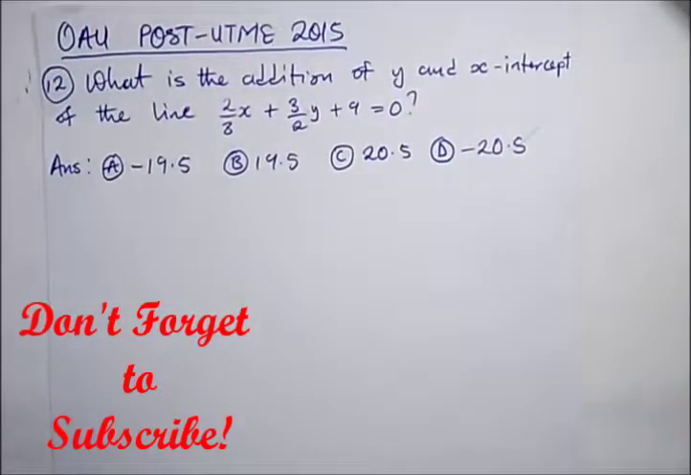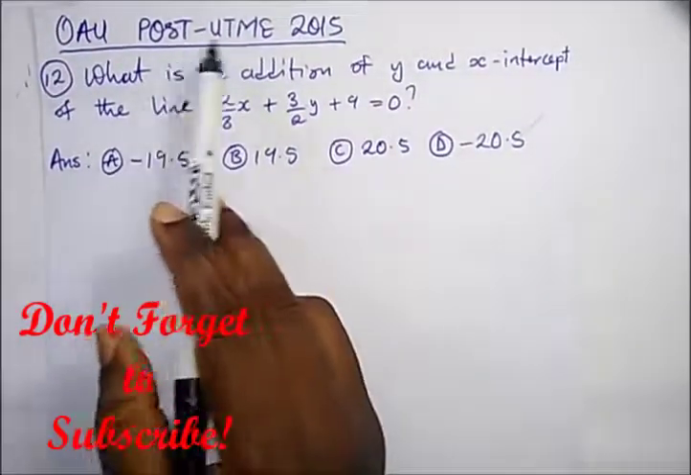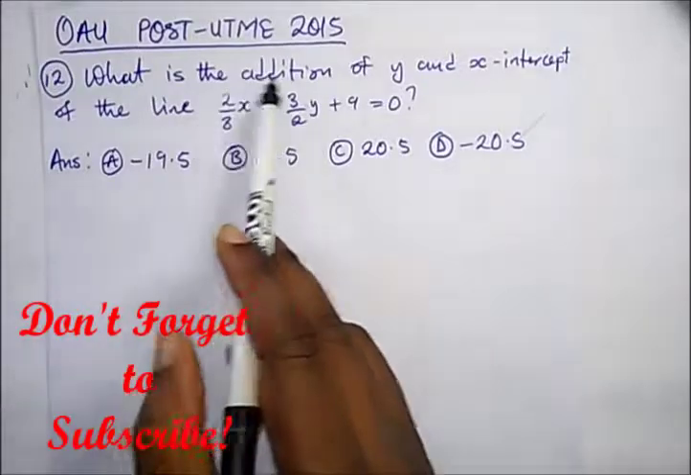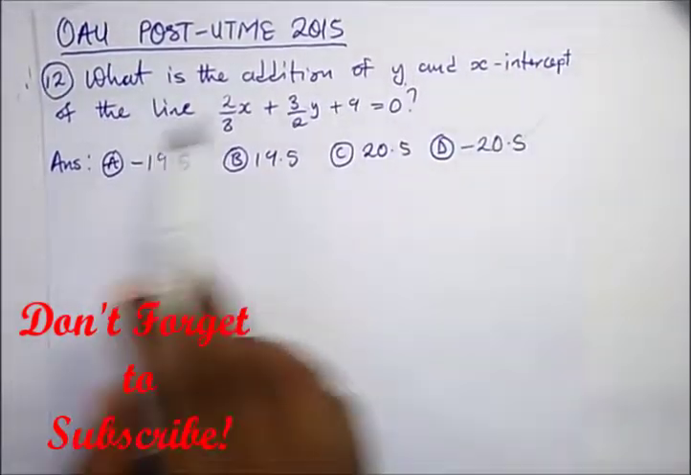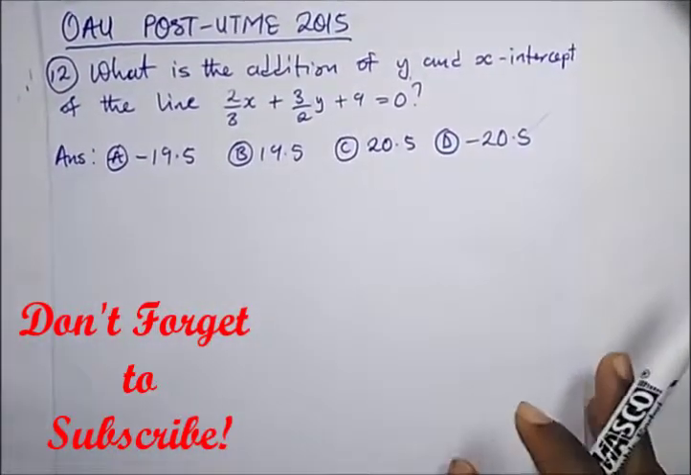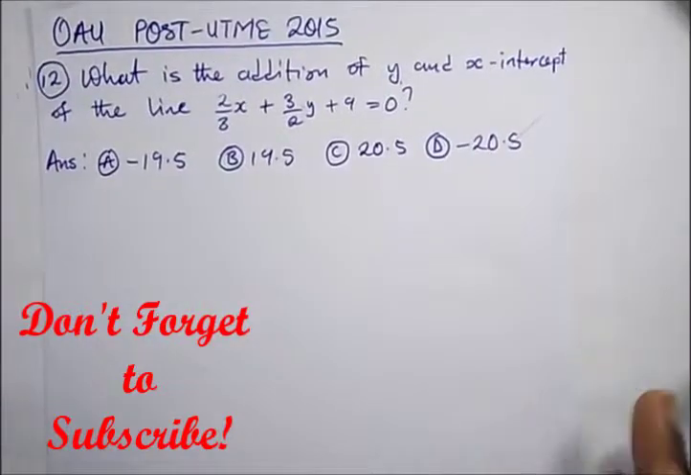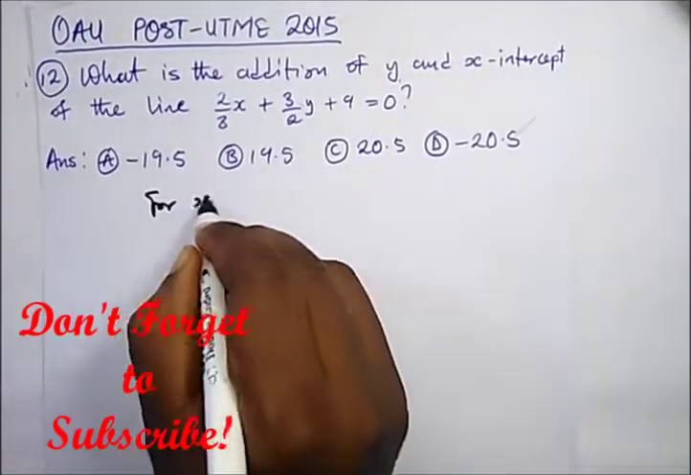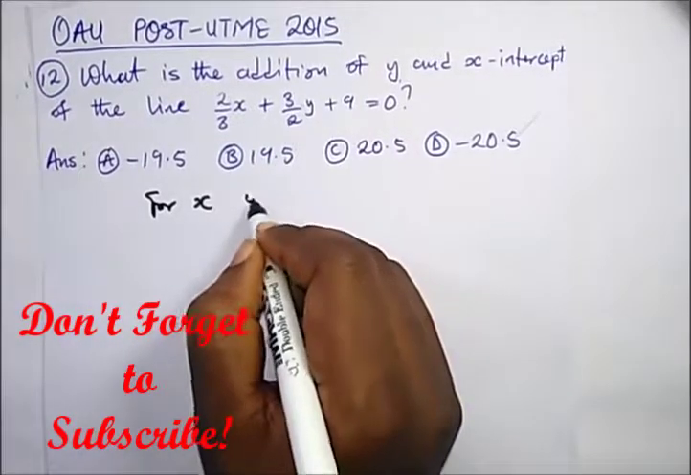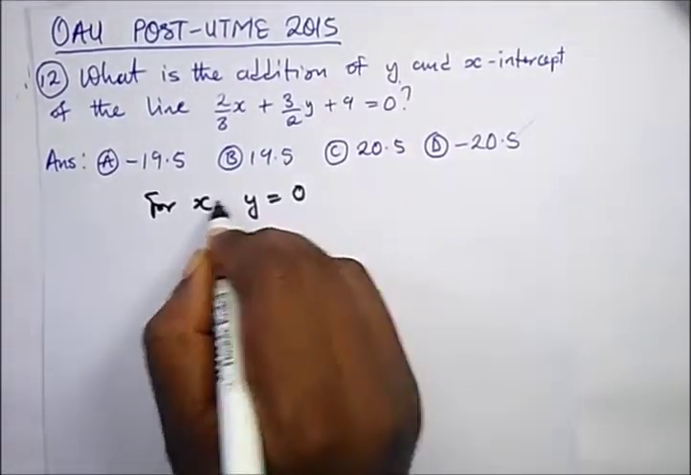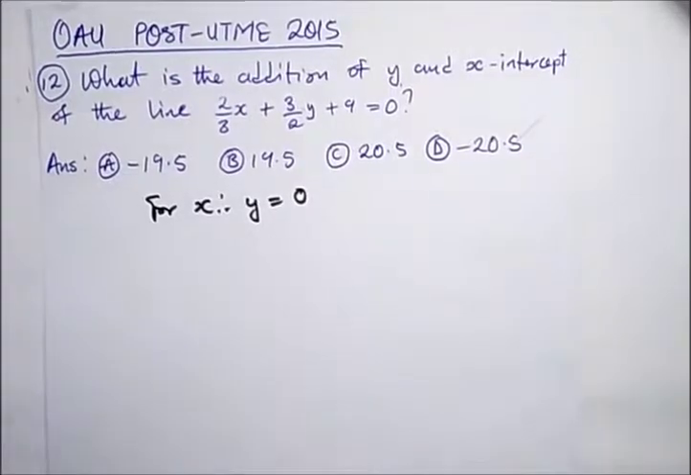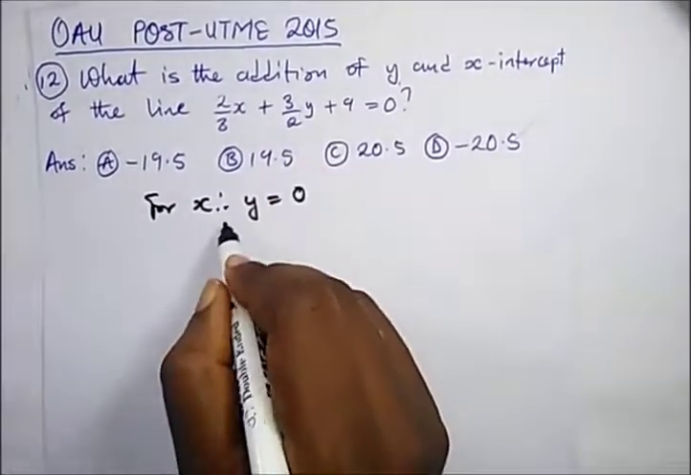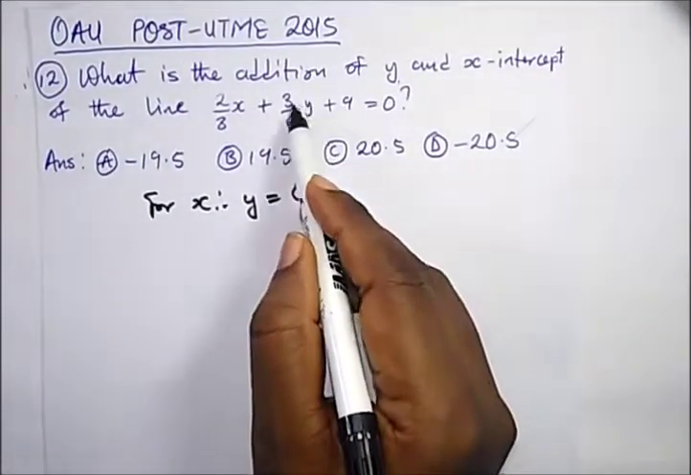So here we have another question. The next question is what? They say, what is the addition of y and x intercept of this line? When we're looking for intercept of a line, all we need to do is first of all make what? To find x, we make y equal to what? 0. So we'll put y equal to 0 in this equation, and when we put y here, this will be 0.